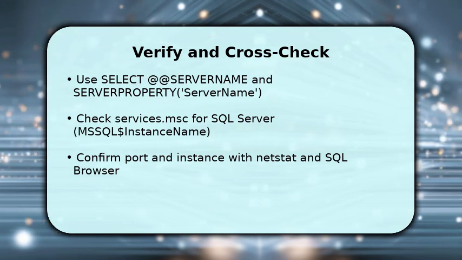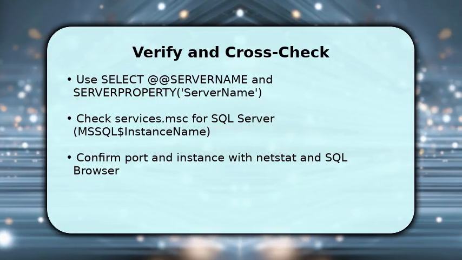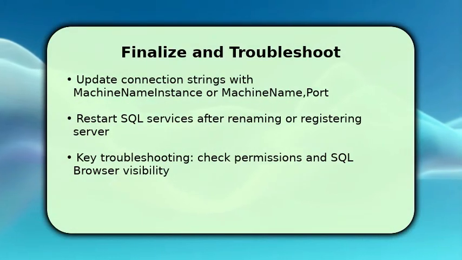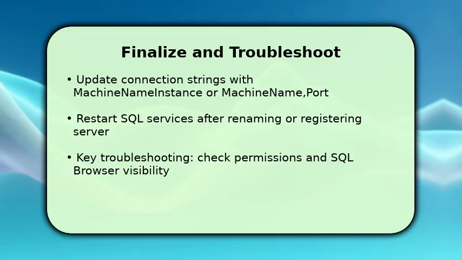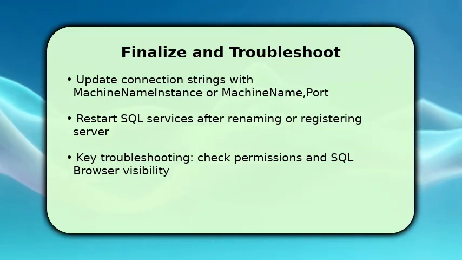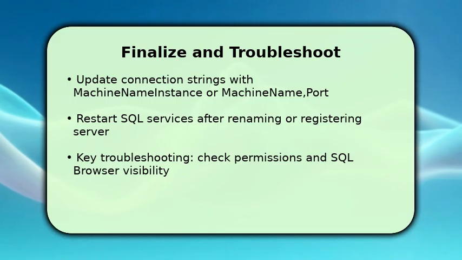You finish by updating your applications with the exact server identifier. Use machine name backslash instance for named instances, or machine name, port when using a custom port. Once updated, restart the SQL Server service if you changed registration and test connections from a client machine.